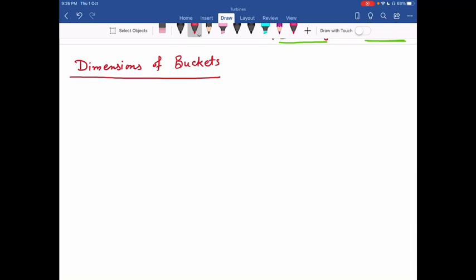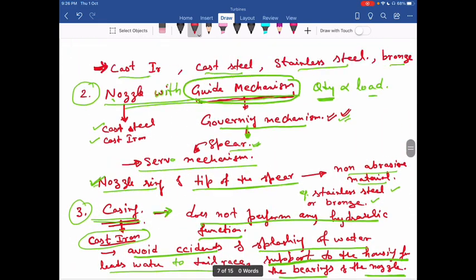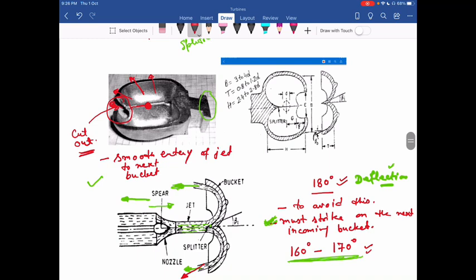Dimensions of the buckets. So to see the dimensions of the buckets, you have a three-dimensional diagram here. So you can see this three-dimensional diagram. Now, if you draw its two views, the top view is over here. This is the top view, and this is the side view. Now you can see these two views. Now in these two views, we have three important dimensions.